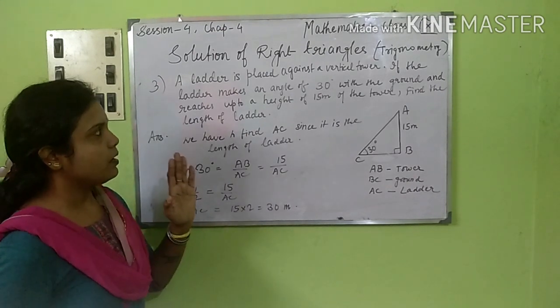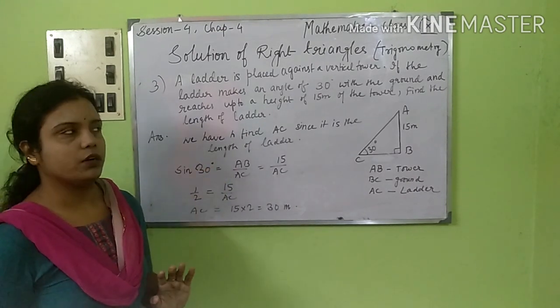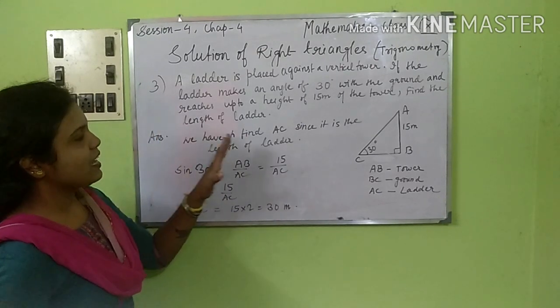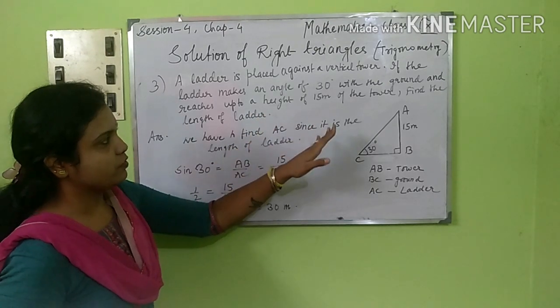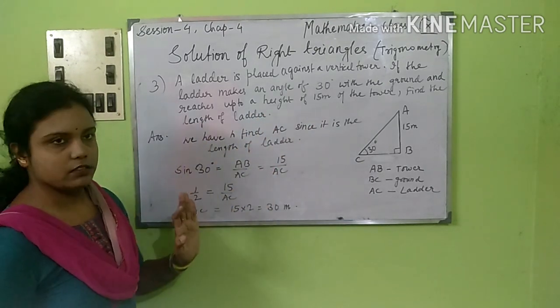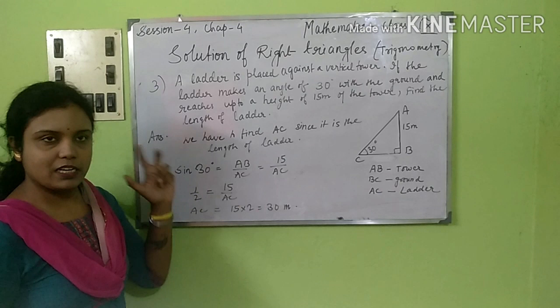A ladder is placed against a vertical tower. If the ladder makes an angle of 30 degrees with the ground and reaches up to a height of 15 meters of the tower, find the length of the ladder. Okay, so it is a question that is provided to you.